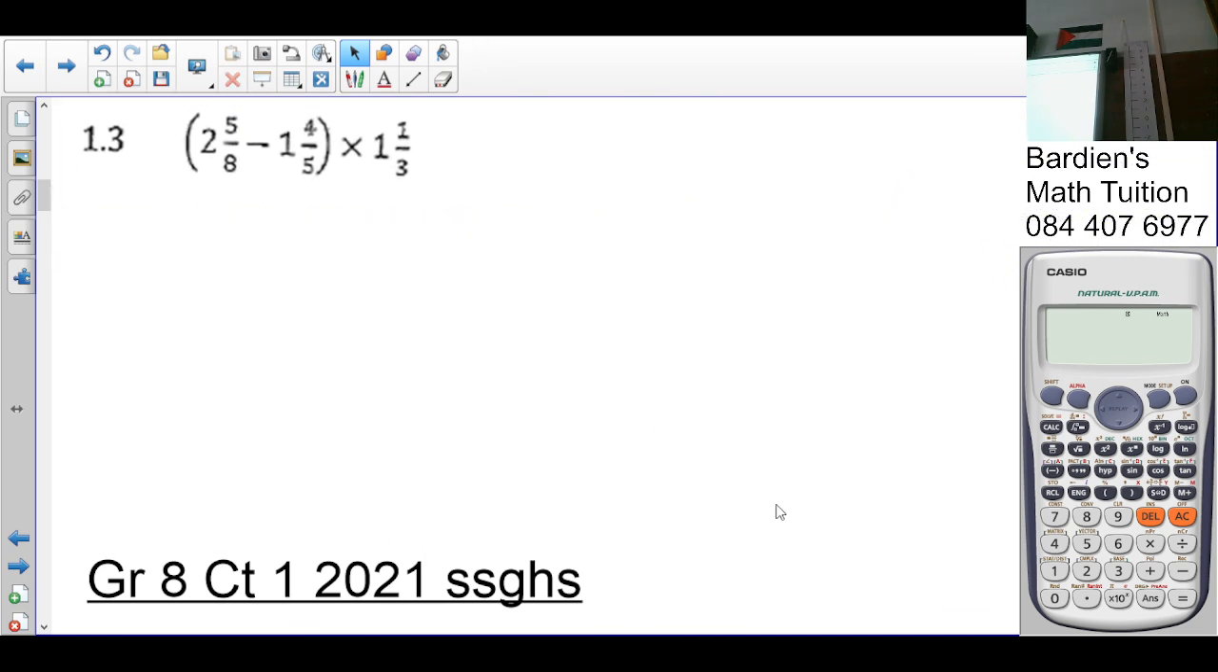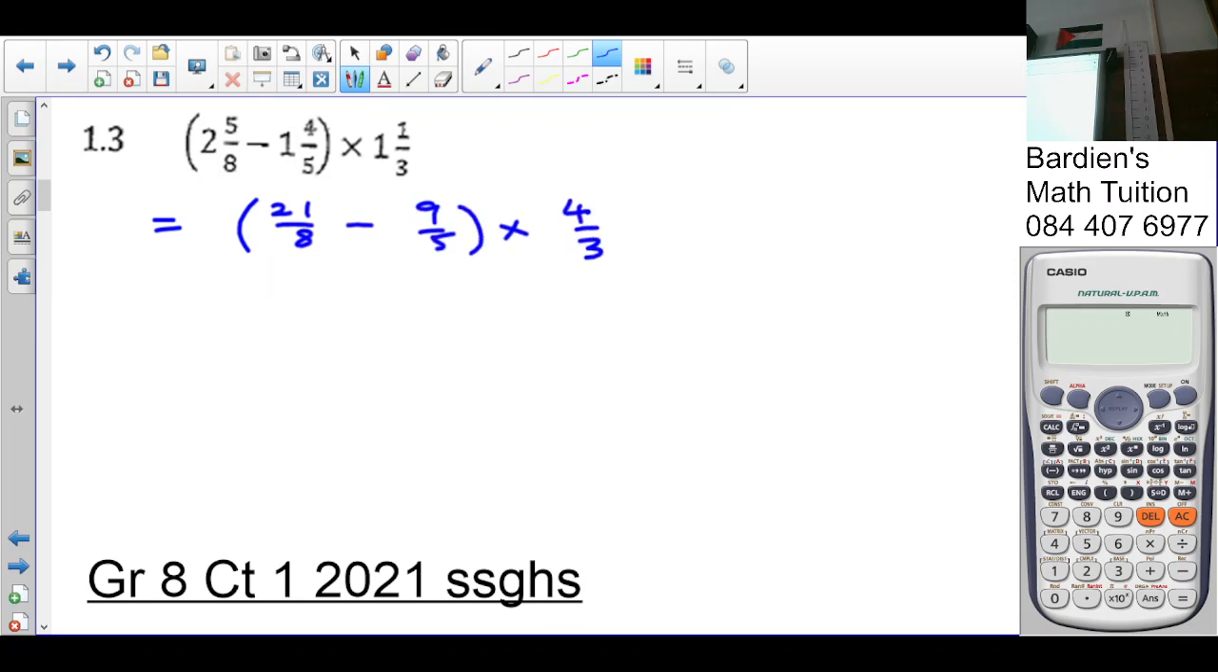1.3. What needs to be done first? Change the improper fraction. So that's going to be 2 times 8 is 16 plus 5 is 21 over 8 minus 9 over 5 multiplied by 4 over 3. So what's your LCM here? 40. So you're timesing that by 5. So it's going to give you 105 minus, you're multiplying that by 8. So it's 72 multiplied by 4 over 3.